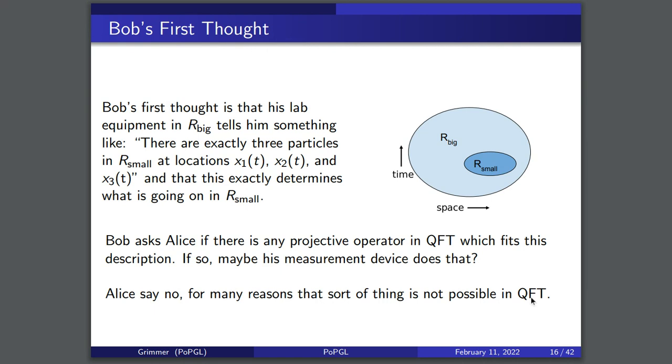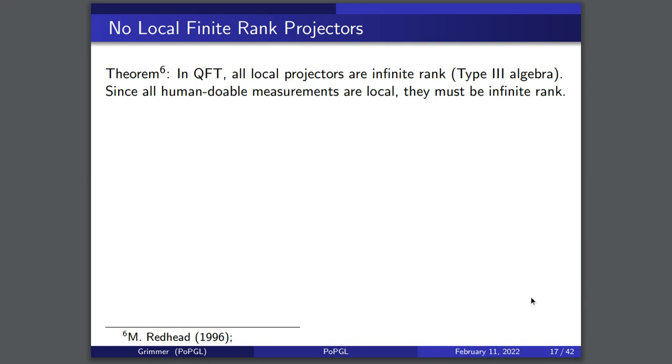Alice takes Bob's request and says that no, actually, for quite a number of reasons, that sort of thing's not possible in QFT. In particular, she shows Bob this theorem here, which is discussed in this paper by Redhead. In quantum field theory, all local projectors are of infinite rank. And the technical reason for this is that we now have a type 3 von Neumann algebra. But don't worry if you don't know what that is. So, since all human doable measurements are local measurements in space and time, they must also be infinite rank.